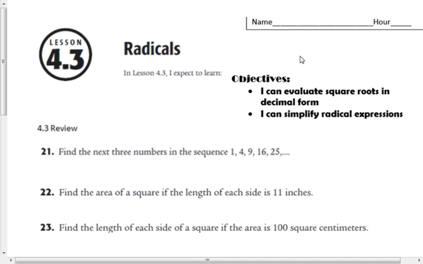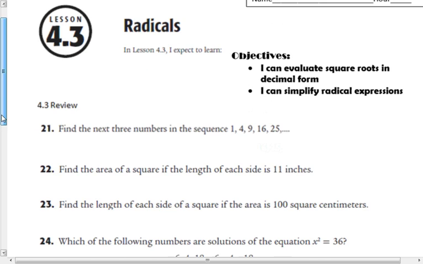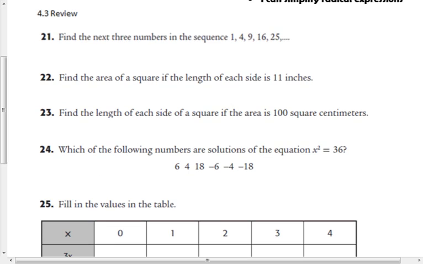In this lesson, you should be able to evaluate square roots in decimal form. We are going to do a couple of review problems so we're reminded how to do it. And actually, I'm going to let you pause right now, do 21 through 24, and I'll check back with you.